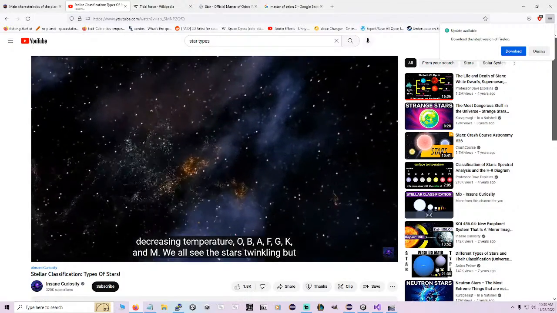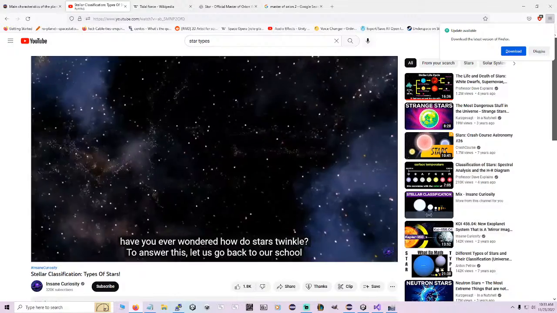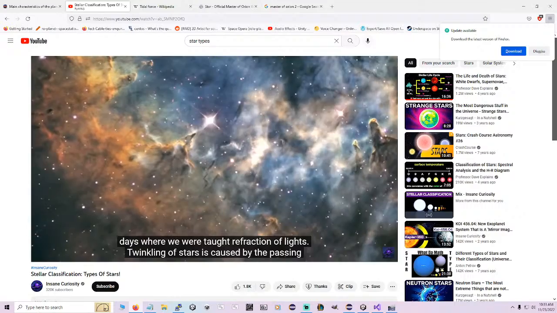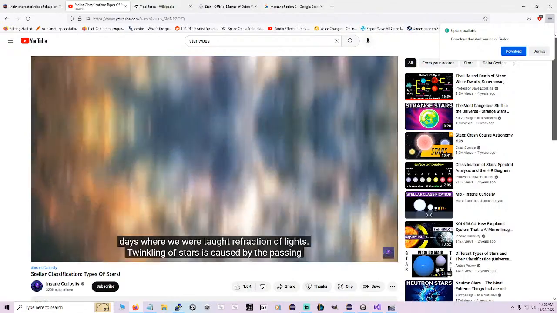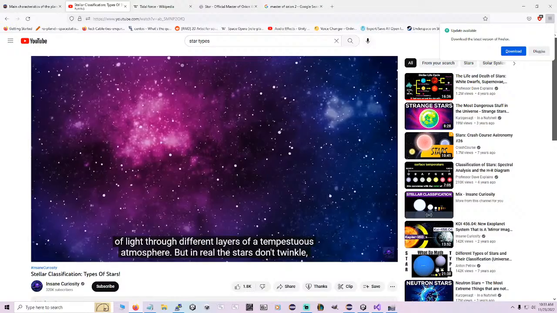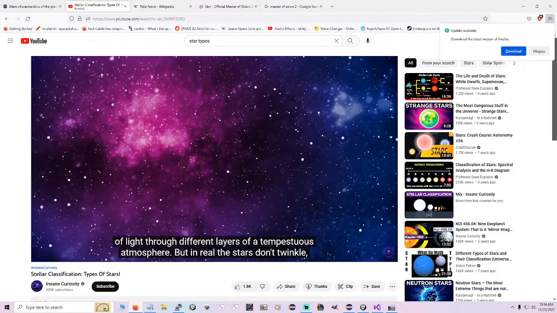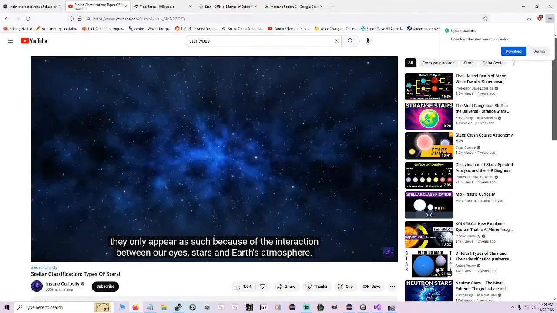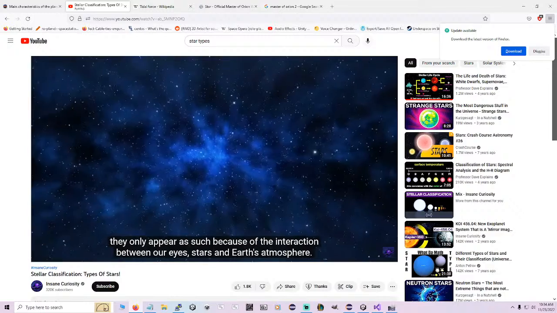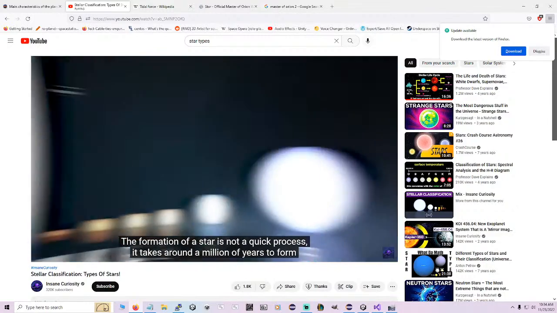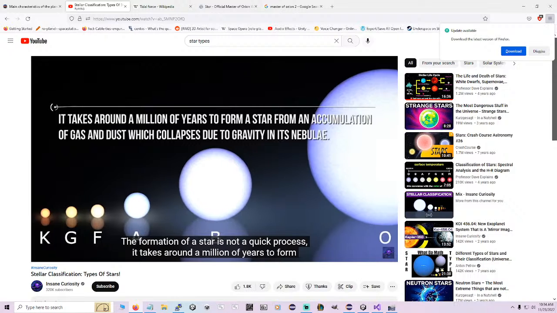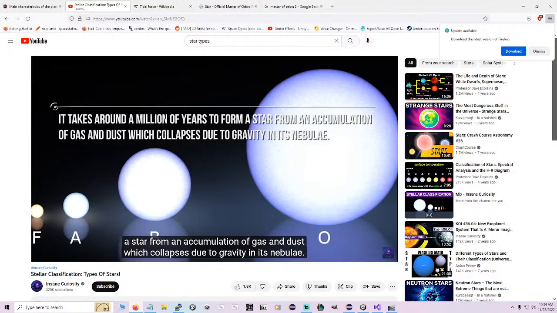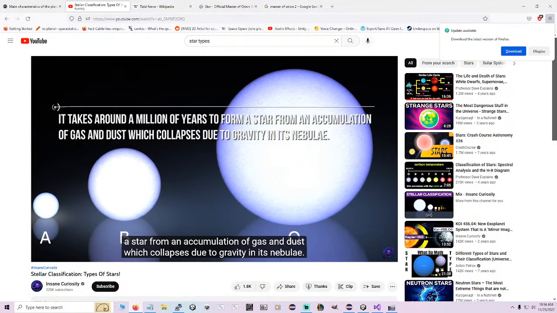We all see the stars twinkling, but have you ever wondered how do stars twinkle? To answer this, let's go back to our school days, where we were taught refraction of lights. Twinkling of stars is caused by the passing of light through different layers of a tempestuous atmosphere. But in reality, stars don't twinkle. They only appear as such because of the interaction between our eyes, stars, and Earth's atmosphere. The formation of a star is not a quick process. It takes millions of years to form a star, which collapses due to gravity.